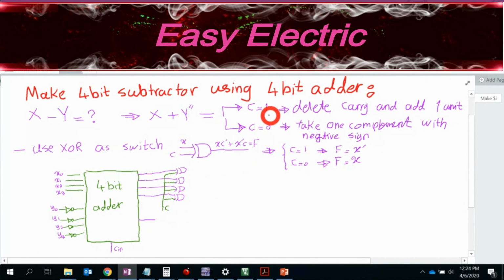0. See, whenever this is 1, you delete the carry and add 1 unit. Could you see any taking of a 1 complement, which is taking the prime? No, there is nothing like that. So whenever the carry is 1, there is no taking the prime. So C should be 0, definitely, because you just pass whatever you have here, no change. Whenever you are in the second case, you need to take the complement. What should the control switch be here? It should be 1, which gives you the prime. So C should be 1.